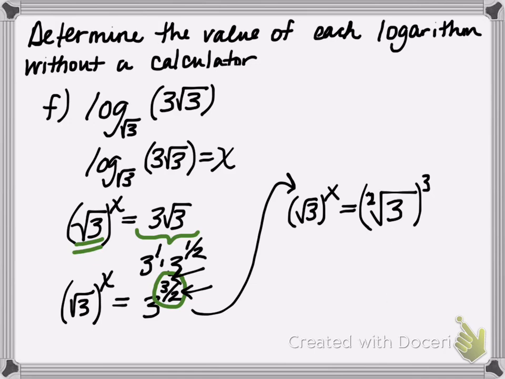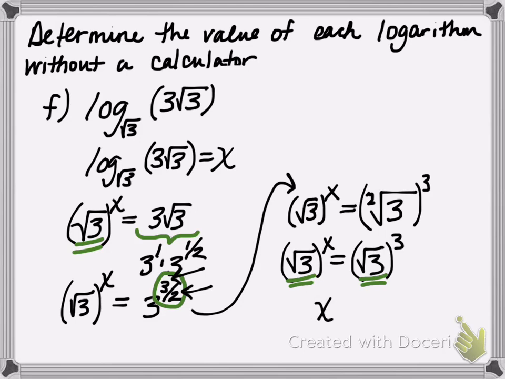Therefore, let me clean this up so this looks a little cleaner for you. Square root of 3 to the x is equal to the square root of 3 cubed. We actually have the same base now. Left side, right side, both are bases of square root of 3. Therefore, exponents must be equal. X must be 3. So the value of this logarithm is just 3.